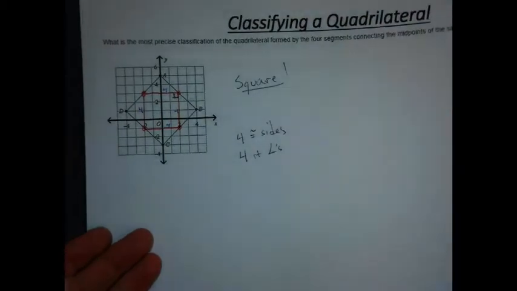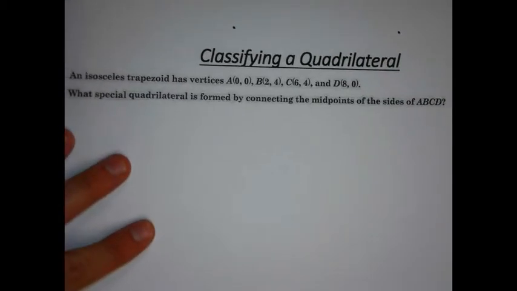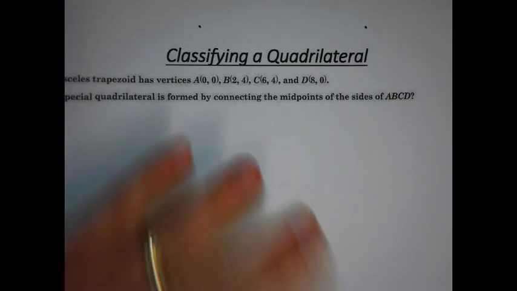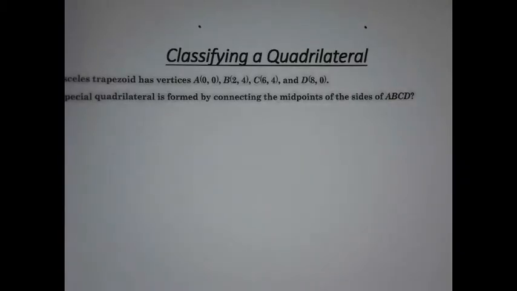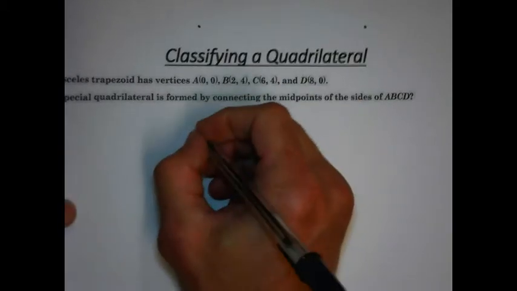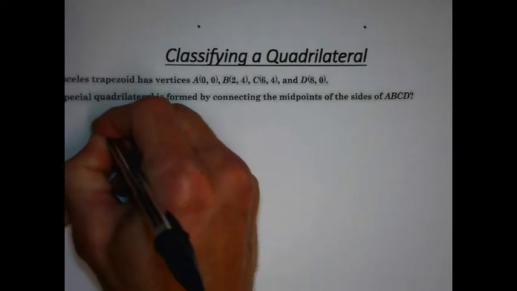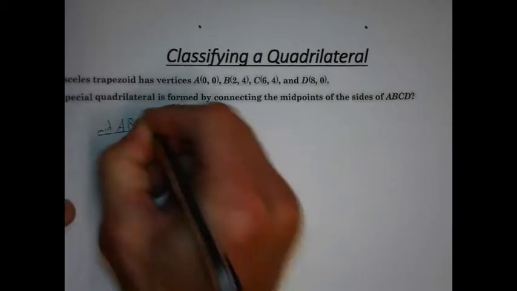I hope you agree. All right, last question. Classifying a quadrilateral. An isosceles trapezoid now has vertices 0, 0; 2, 4; 6, 4; and 8, 0. What special quadrilateral is formed by connecting the midpoints? We don't have a picture. How do we do this? Well, we can do this by finding the midpoints. What's the midpoint of A and B? So the midpoint from A to B.